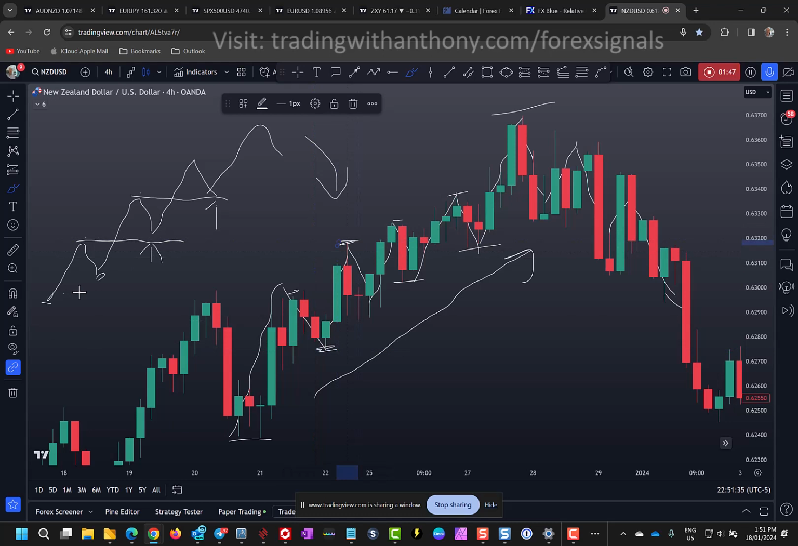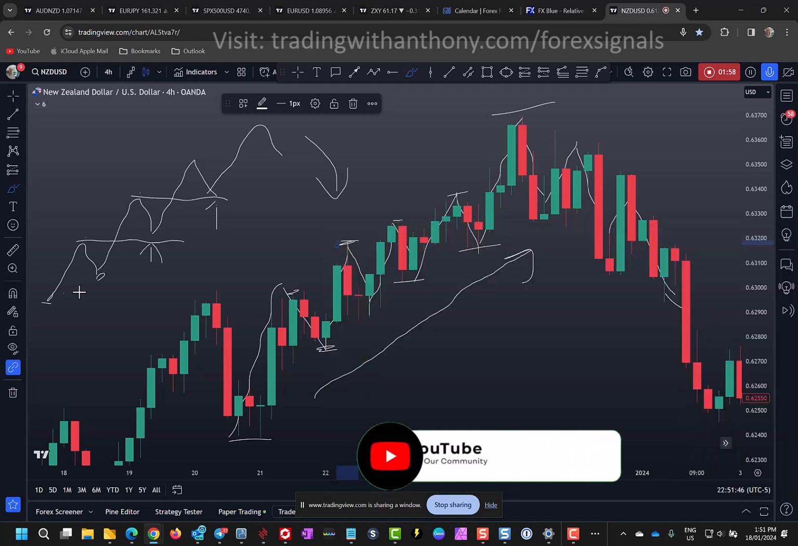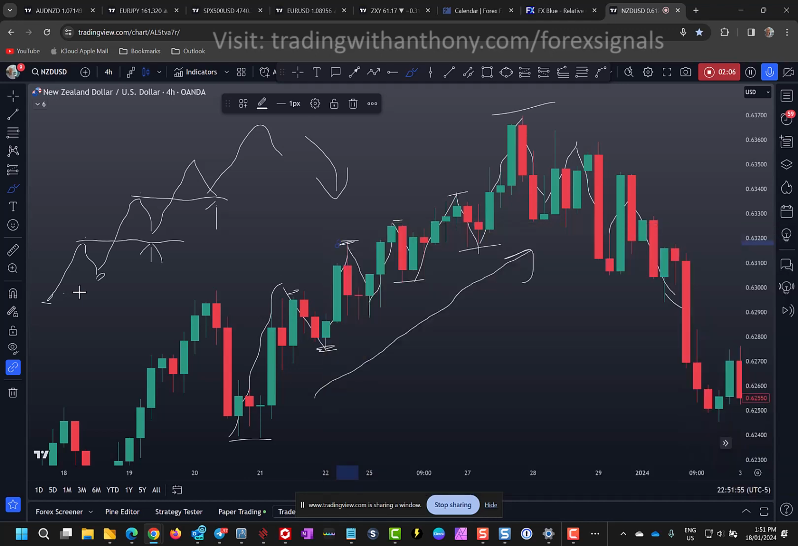Now there's an easy way to determine an entry point if you want to get involved with this trend, and we're going to look at that in a minute. But you can see here, this is a picture perfect trend. We've got our expansion, retrace, etc. And we've got these swing points. So how do you know where to enter?